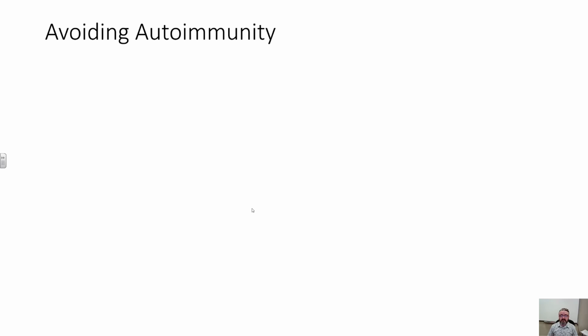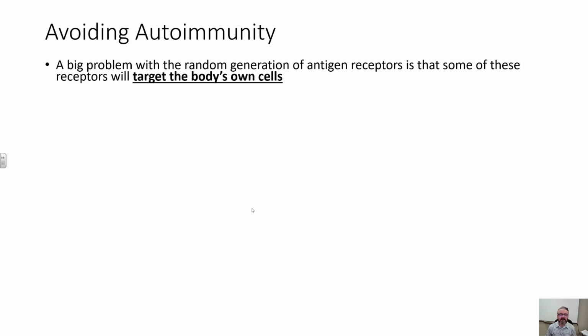So hopefully that makes sense. If it doesn't, I understand, because that is a confusing concept. But ultimately the idea there is that you put together a near infinite number of receptor combinations by using different gene combinations and different protein combinations. Now, one of the problems with doing it this way is that you will, for sure, put together a receptor that can target your own body.